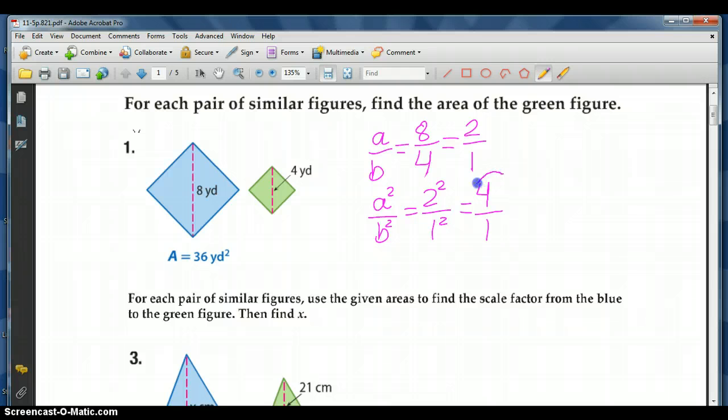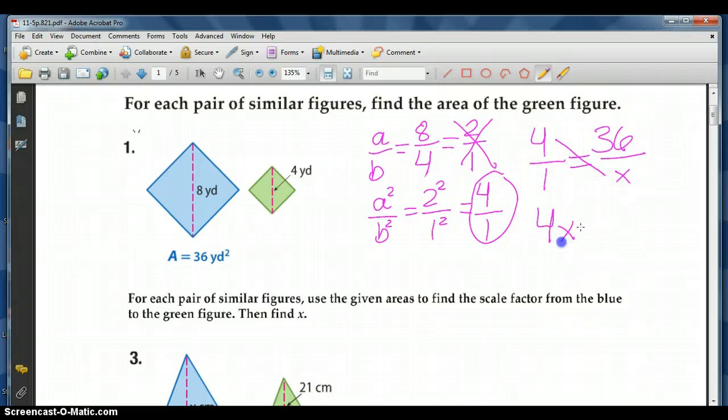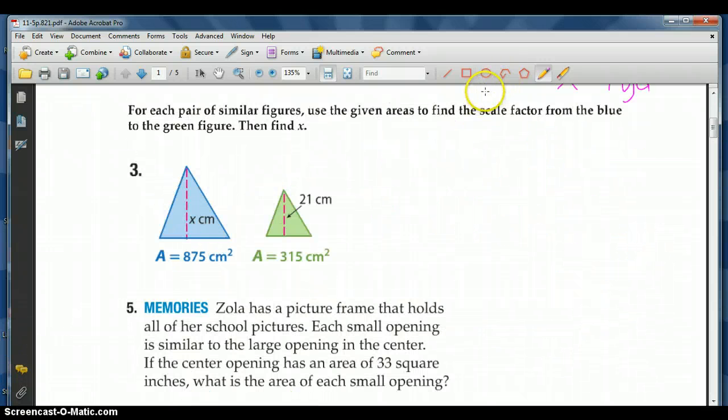Now I can use this ratio, not this one, but this one, to solve for the missing area. So blue to green area. Blue area is 36. Find green area. Cross multiply. 4 times x is equal to 1 times 36. And divide by 4, and x is equal to 9. Nine square yards.